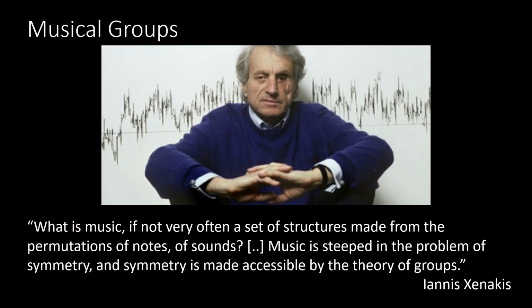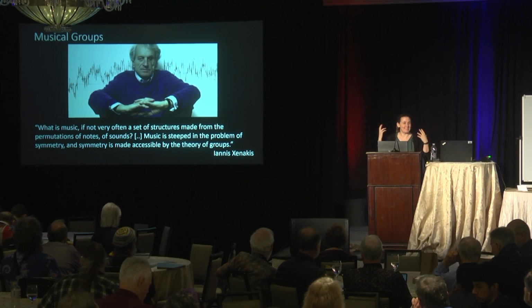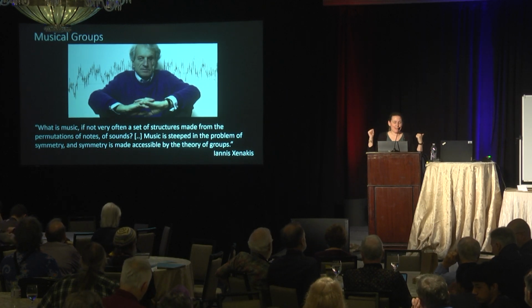So I will let the composer Yannis Xenakis, who was an engineer, an architect, he worked with Corbusier, and then he became a composer, so he's got a lot of mathematics, and he really enjoys both of these things. I'll let him say it for me. Music, what is it? A set of structures. It's very often a set of structures made from the permutations of notes and of sounds. Music is steeped in the problem of symmetry. And symmetry is made accessible by the theory of groups. I'm a group theorist by training, so this is music to my ears. I can make a pun.